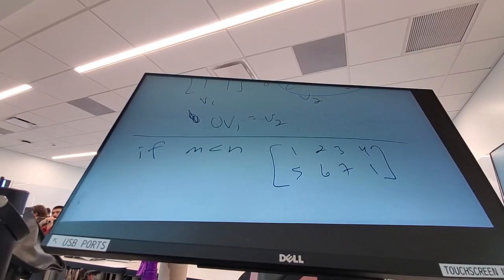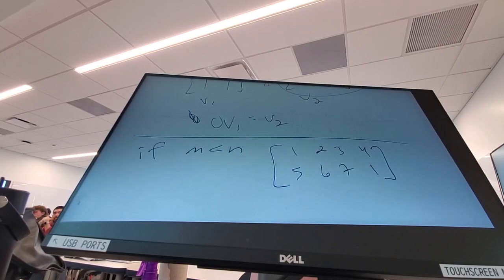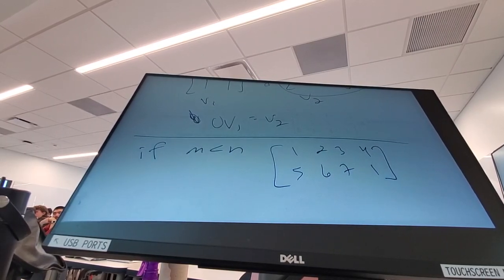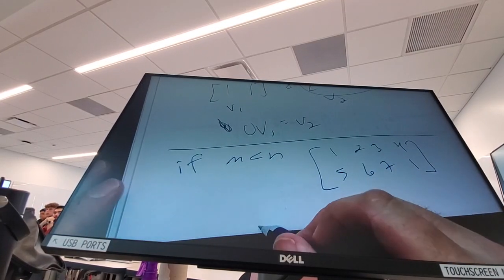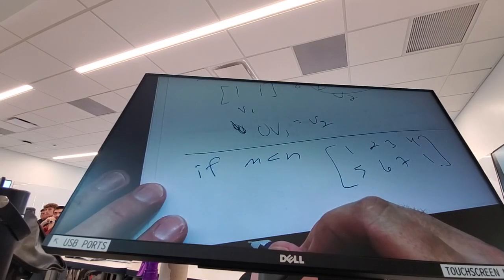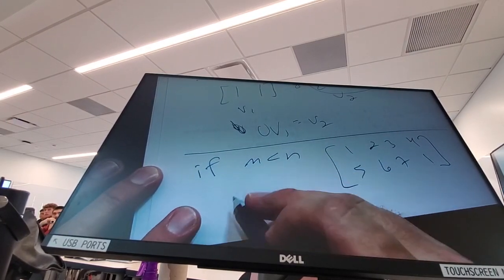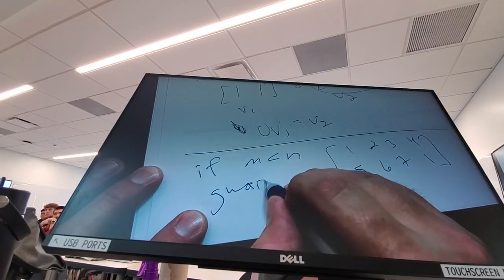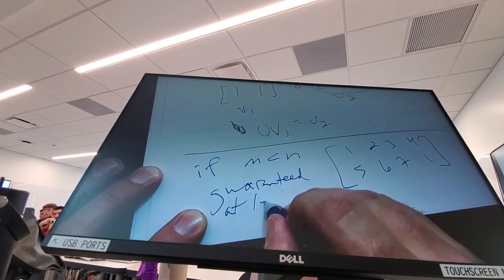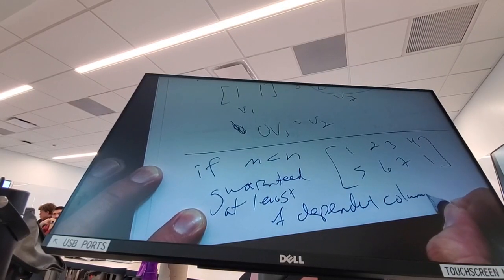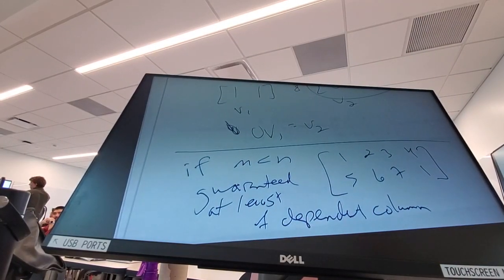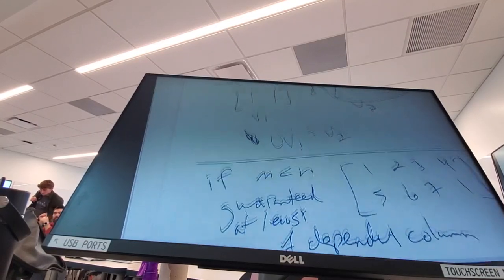Underdetermined. How many total independent columns are there in the example I gave? 2, right? So if m is less than n, it's underdetermined, and I'm guaranteed to have at least one dependent column vector, yes? And again, this is something we sort of talked about before. Guaranteed, at least one dependent column vector, just depending on how big n gets, yes? Okay. All right. I see you guys.